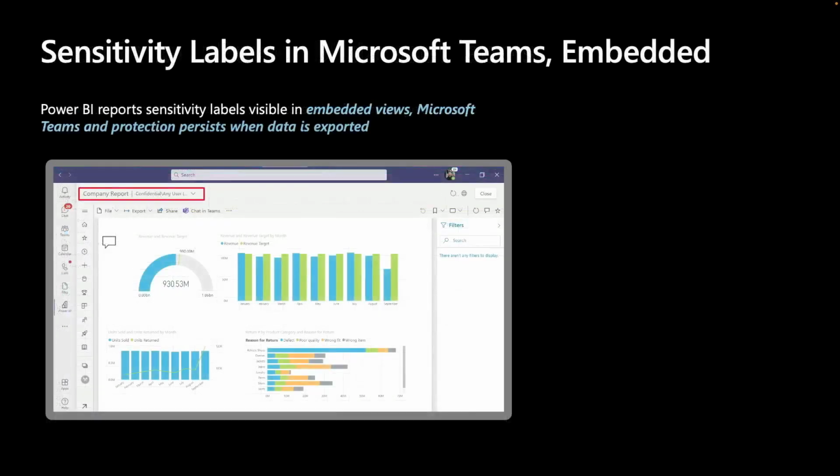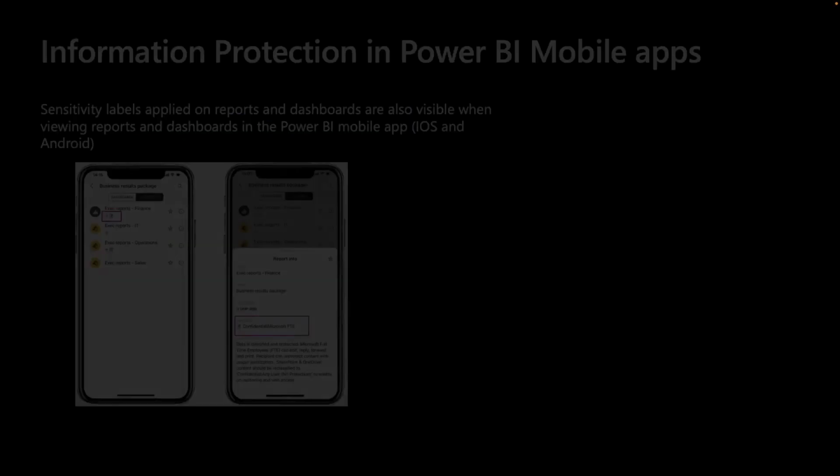One of the biggest and most popular ones now for enterprises is Power BI in Teams. So you can embed Power BI reports in Teams. You can also embed them in secure websites. And in all of these scenarios, the sensitivity label will be visible. So if you bring your Power BI report into your team conversation, the sensitivity label will be visible there. The protection will apply when you export data, meaning that the protection persists in this scenario as well.